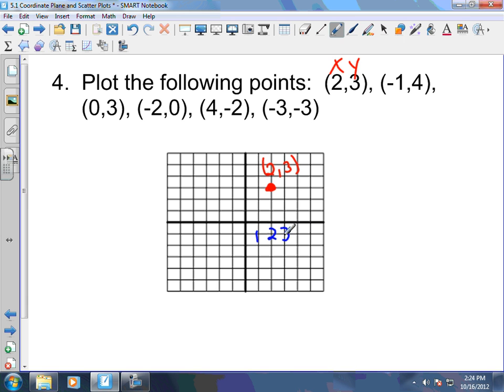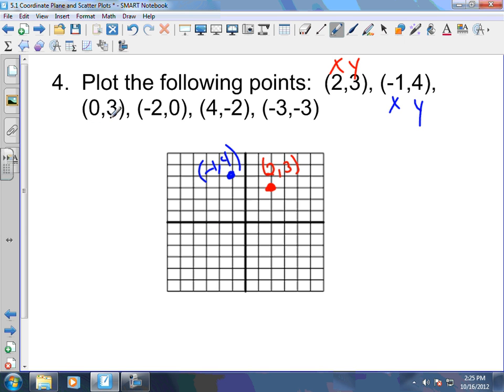1, 2, 3, 4, 5. Negative 1, negative 2, negative 3, negative 4, negative 5. Okay? Just like number lines. Okay, so my next one is negative 1, 4. This is my x value. This is my y value. So I go over to negative 1, then I go up 1, 2, 3, 4. This is negative 1, 4.